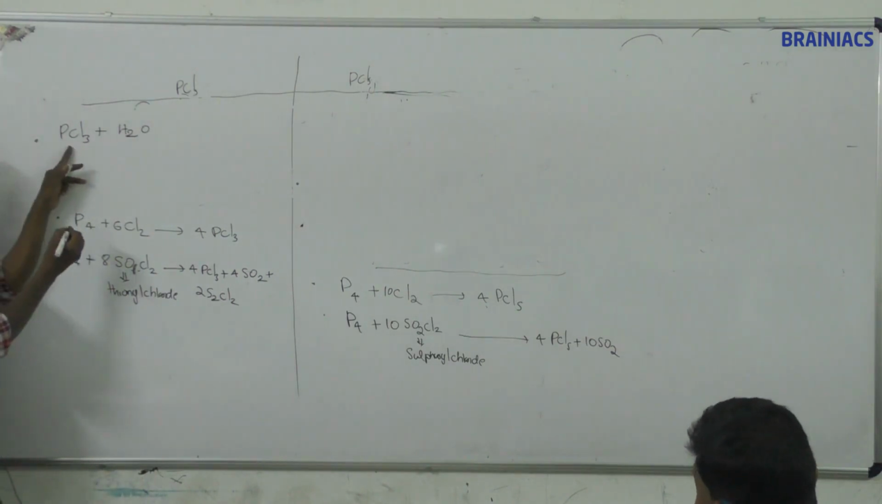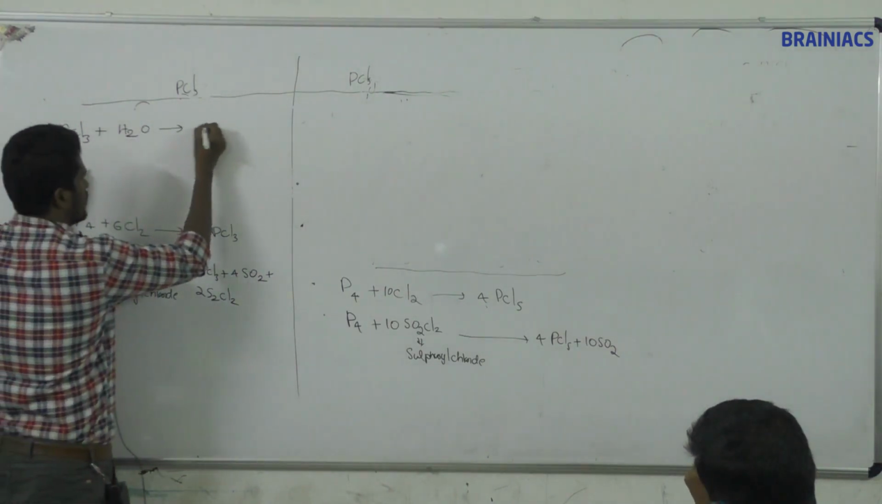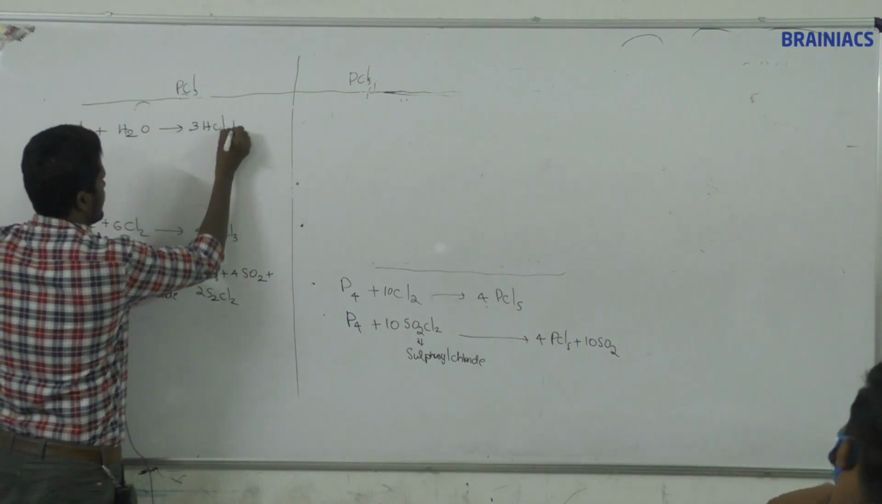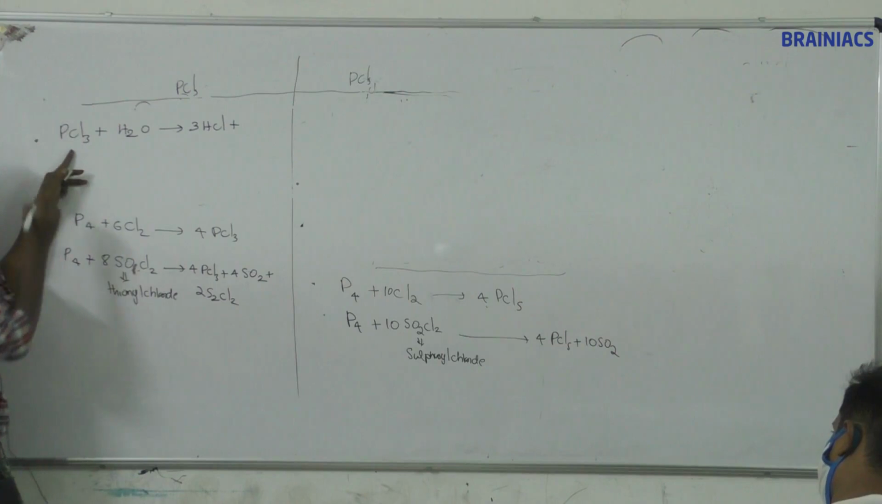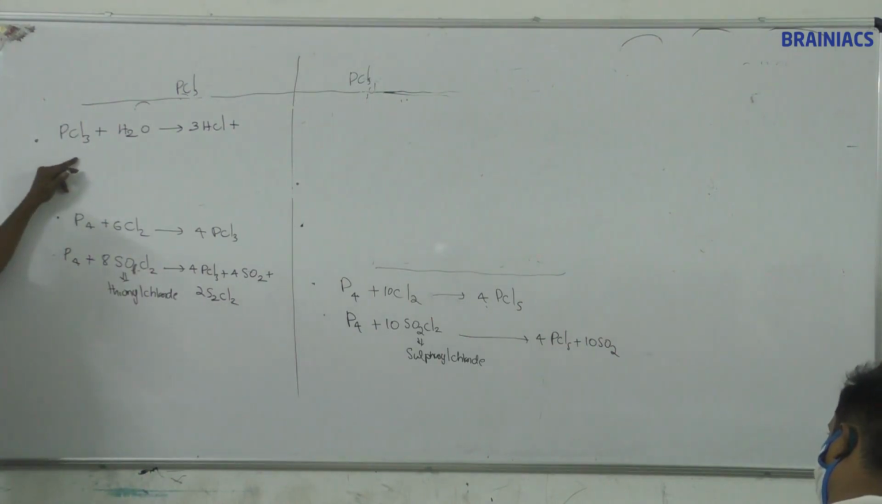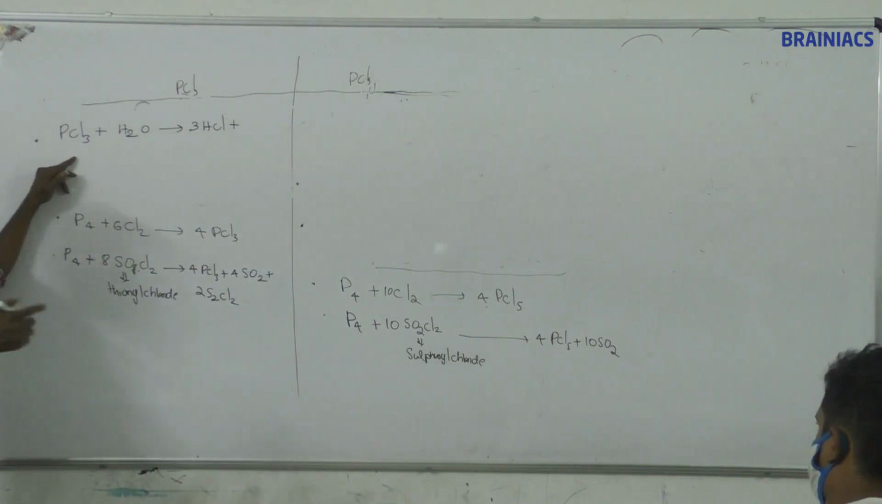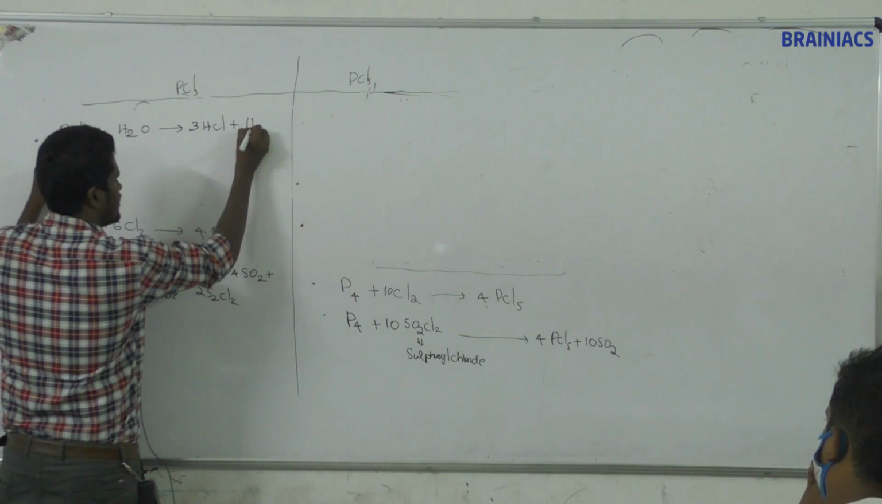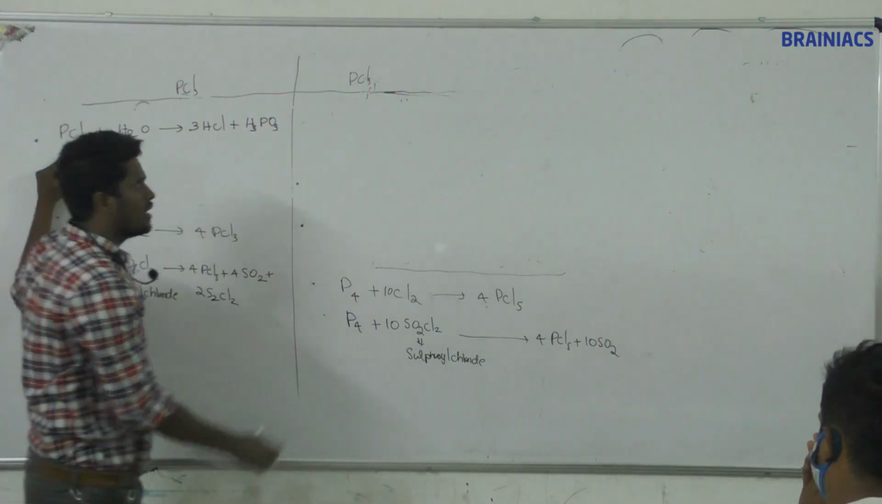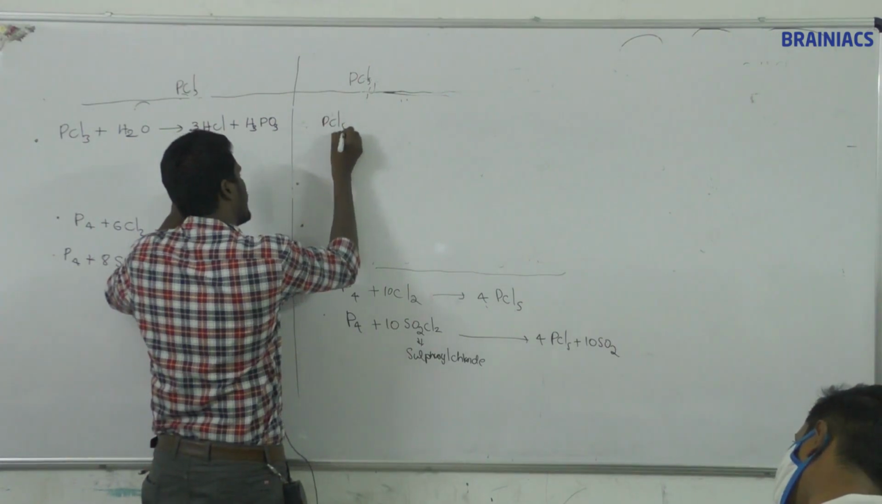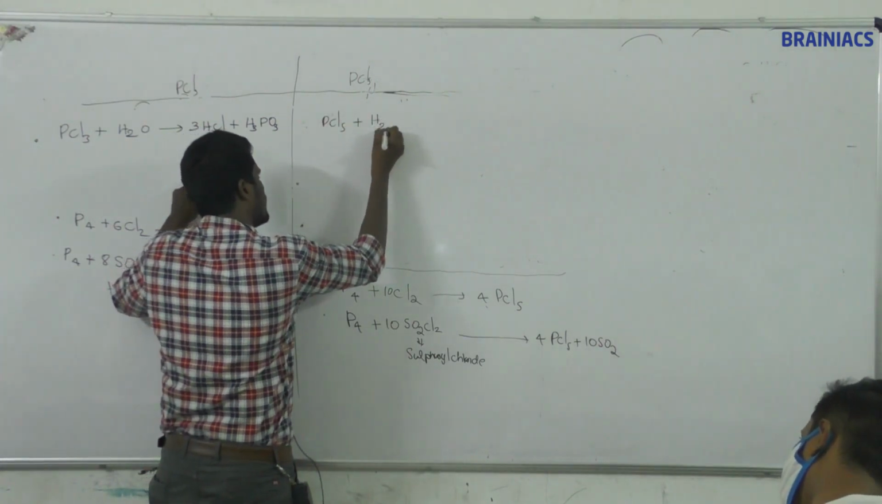So 3 Cl bonds are breaking, Cl plus, so 3 OH combines with the P. So what is the product formed? P(OH)3. It is an acid or a base? Acid. So what is P(OH)3? H3PO3. Okay, the same way PCl5 is reacted with the H2O.